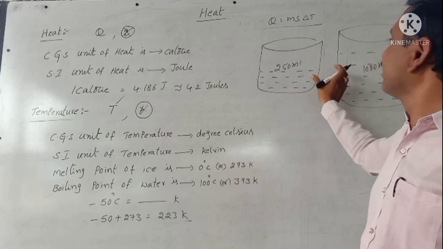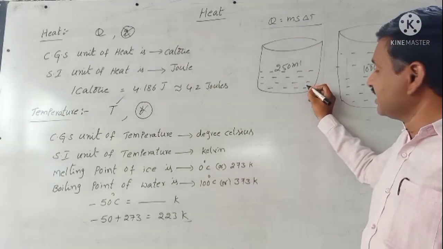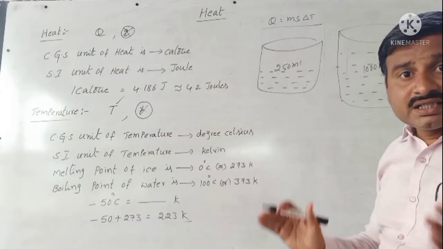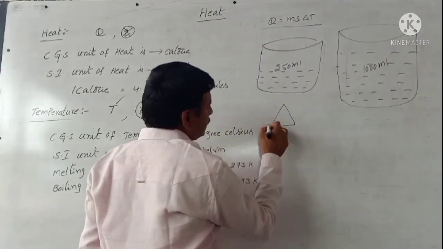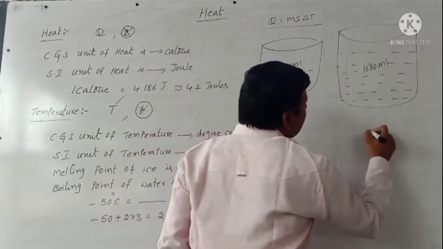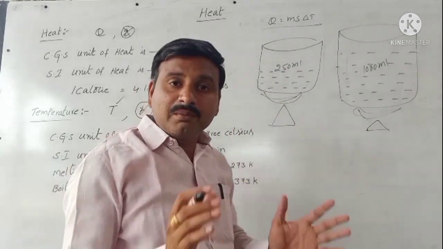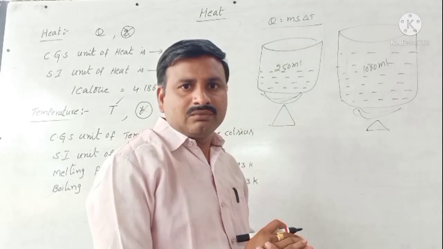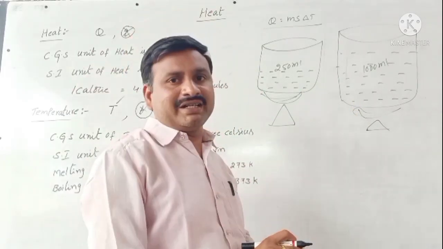Note down the initial reading of both beakers' water. This one is the initial reading and this one is the initial reading. Note it down. Next, put both beakers on the burner, which gives the same amount of heat to both.